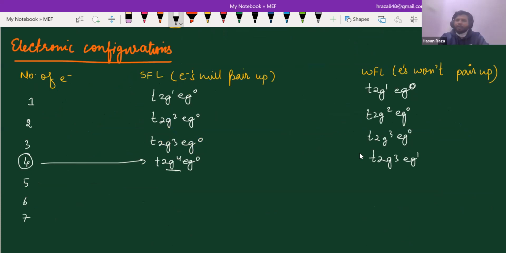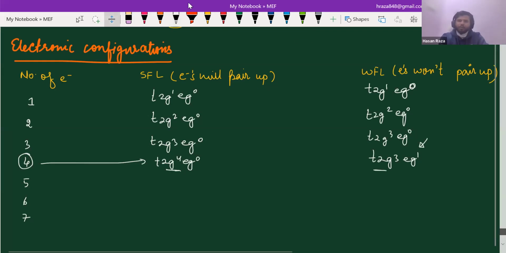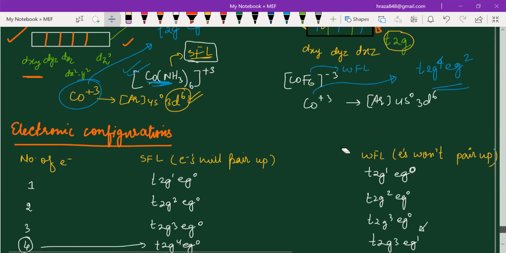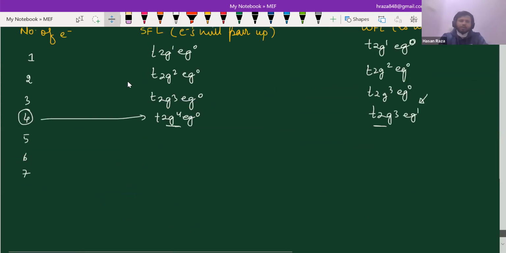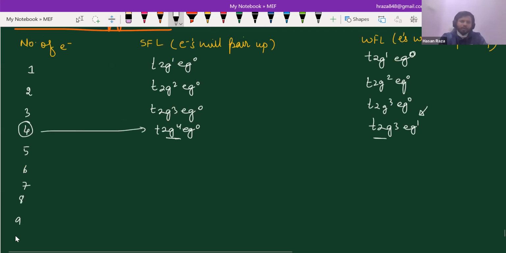And in a weak field ligand, the pairing will not take place. The fourth electron will go in eg. eg is the higher energy level. Are you getting my point? Yes or no? Please respond. If you got it, please do up to 10. Please write this electronic configuration. Then I'm going to give you 8, then 9, then 10.